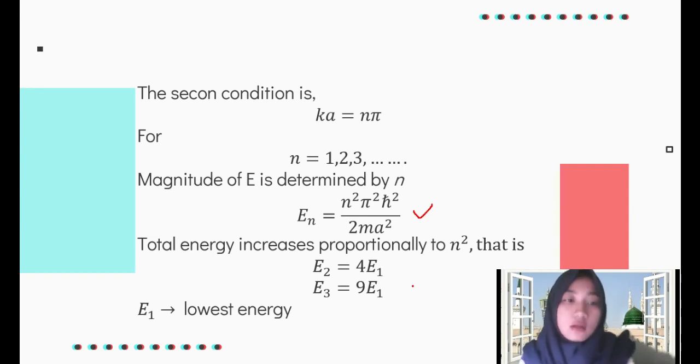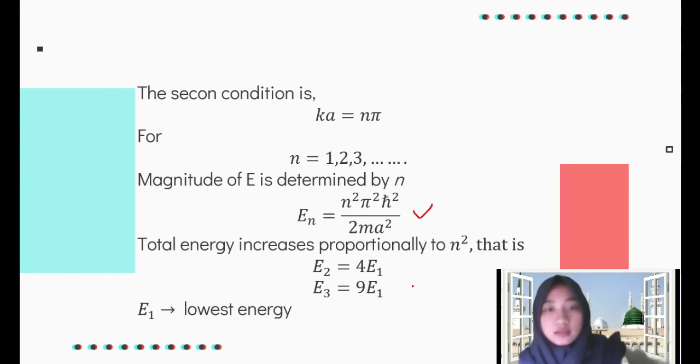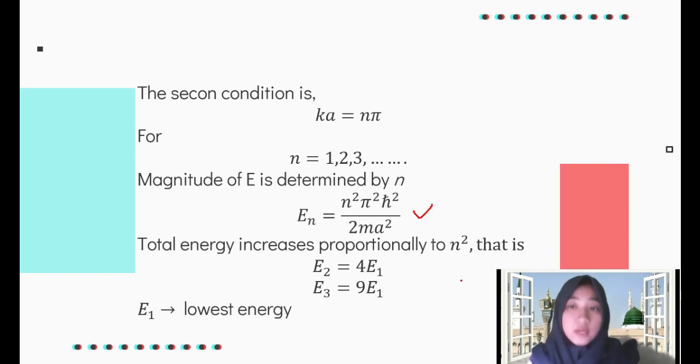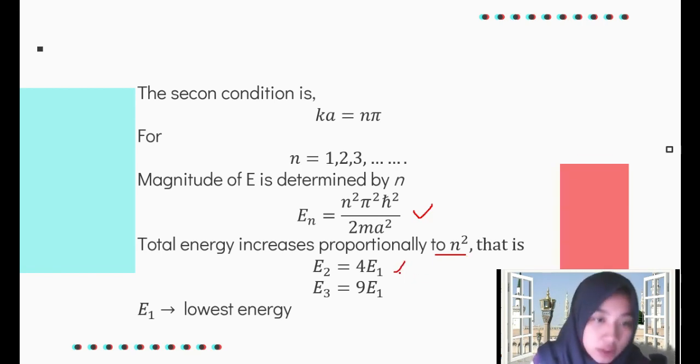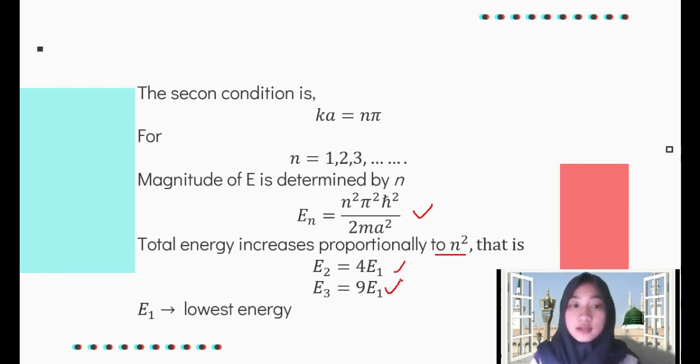The possible eigenvalues of total energy for the free particle inside the infinite square well are equally important. It is clear that total energy increases proportionally to n squared, that is E2 equals 4 times E1 and E3 equals 9 times E1, where E1 is the lowest energy, see figure 7.2.